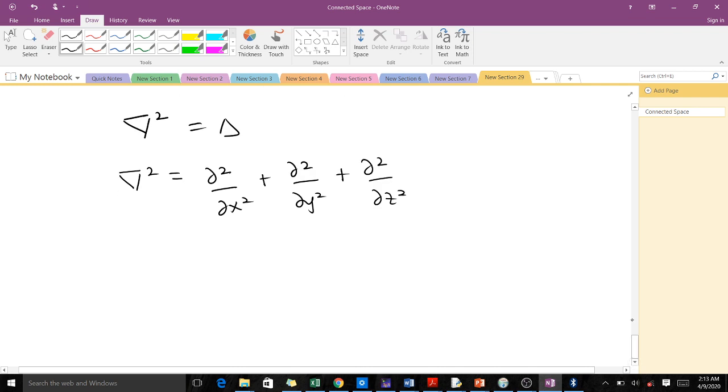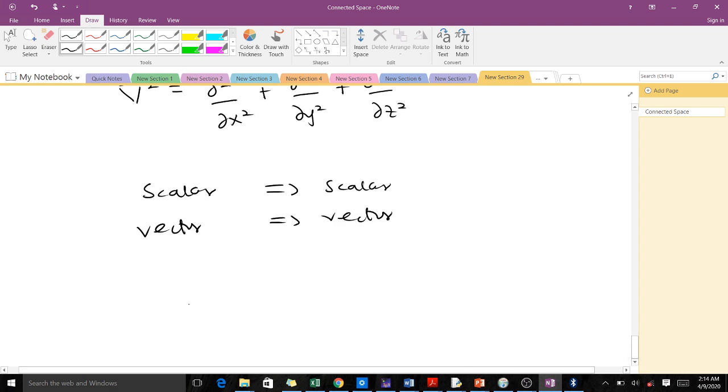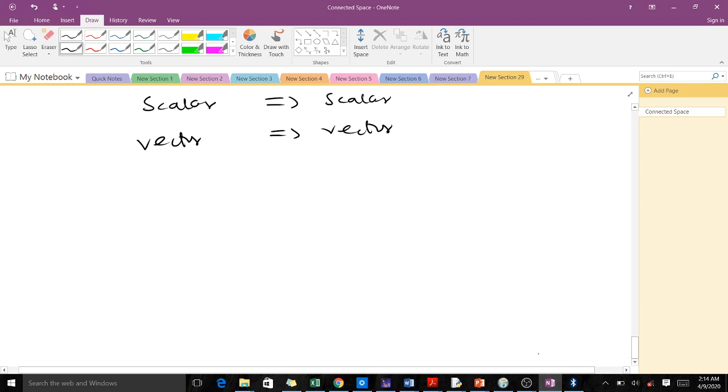One thing you have to note is that with the Laplacian, we can find the Laplacian of a scalar. When you find the Laplacian of a scalar, it gives us a scalar. We can also find the Laplacian of a vector. When you find the Laplacian of a vector, it gives us a vector. We'll be illustrating this with examples. First of all, we will learn how to find the Laplacian of a scalar field, where we are supposed to end up with a scalar.